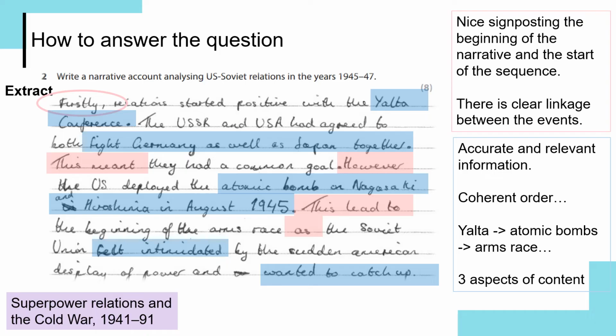Then, looking at the information included, the candidate has used accurate and relevant information, showing a really good knowledge and understanding of the period. They've written in a coherent order. They've gone from Yalta to the use of the atomic bombs to the beginning of the arms race. So what they need to do now, though, is continue their answer. They need to go up to the end of the date range, 1947, given in the question, and ensure that they cover at least 3 aspects of content.